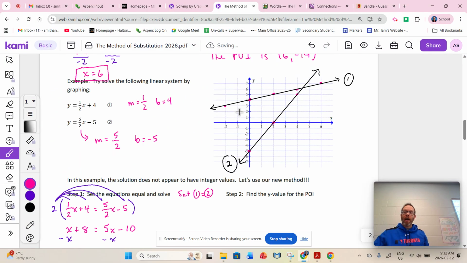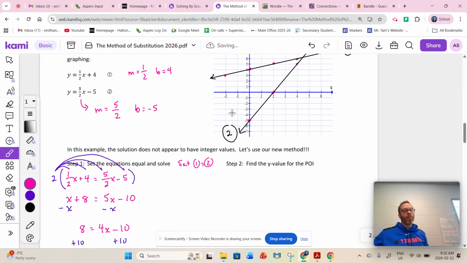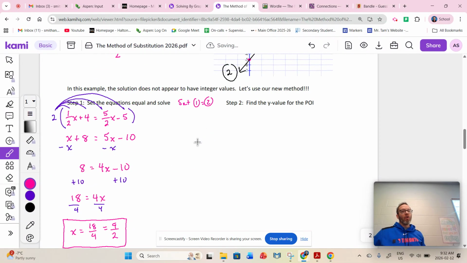And if we look at our graph, does 4.5 seem reasonable, guys, for a point of intersection? Compare the graph. It does, right? Seems like we're on the right track. Let's find the y value. I'm going to keep using fractions. If you want to just plug in 4.5, that will work too.